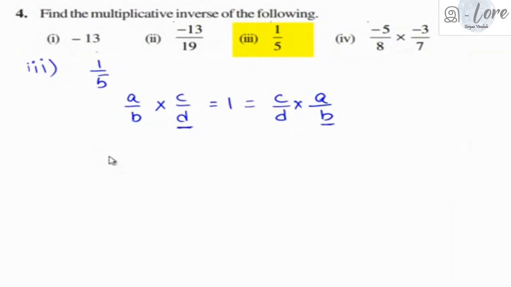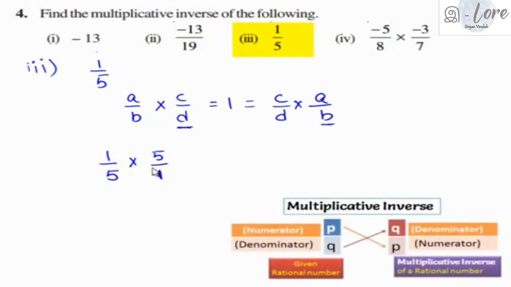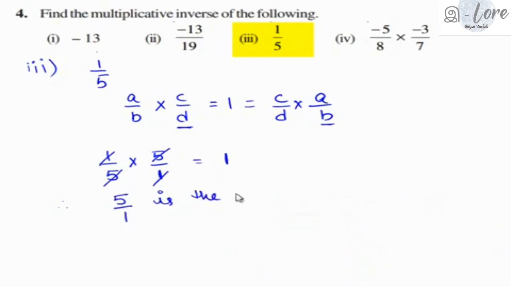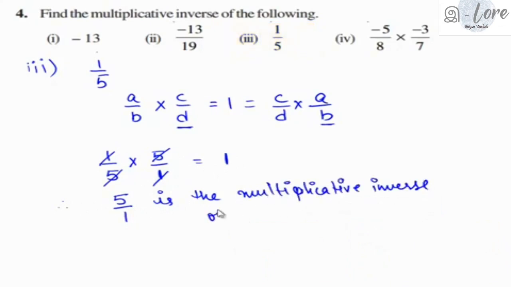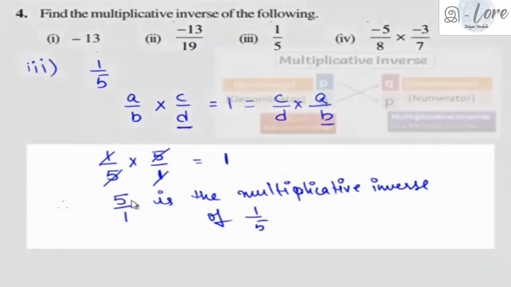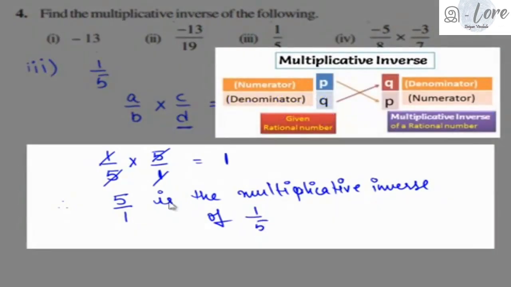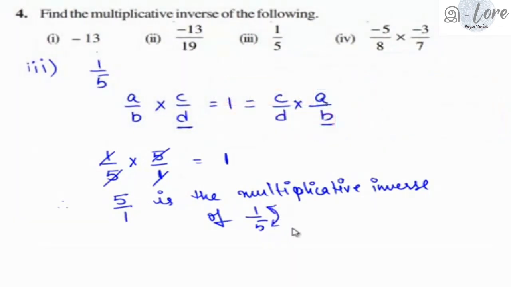Now we come to the number 1 by 5. If you multiply with the rational number 5 by 1, just exchanging the numerator and denominator, the common factors get cancelled. The resultant we will get is 1. So you should be very careful when you are finding the multiplicative inverse. Multiplicative inverse is nothing but just switching the numerator and denominator. So now 5 by 1 is the multiplicative inverse of 1 by 5. It is clear that 5 by 1 is obtained by switching the numerator and denominator of 1 by 5.